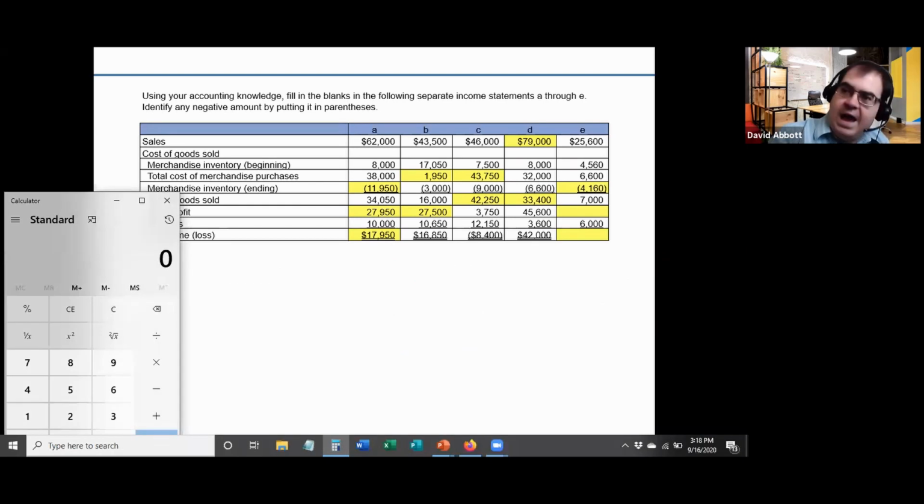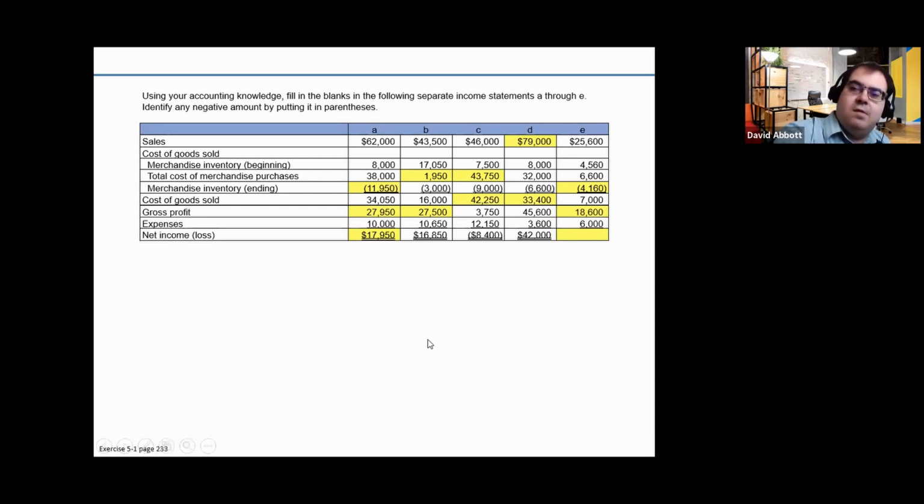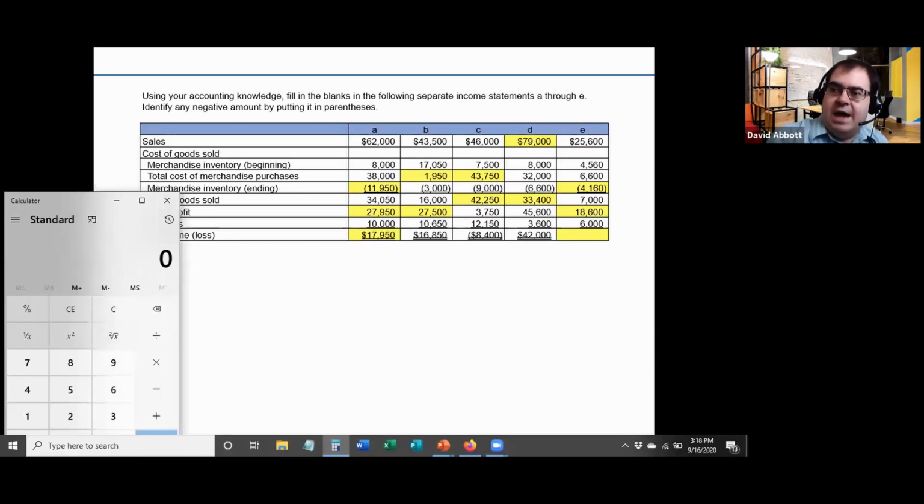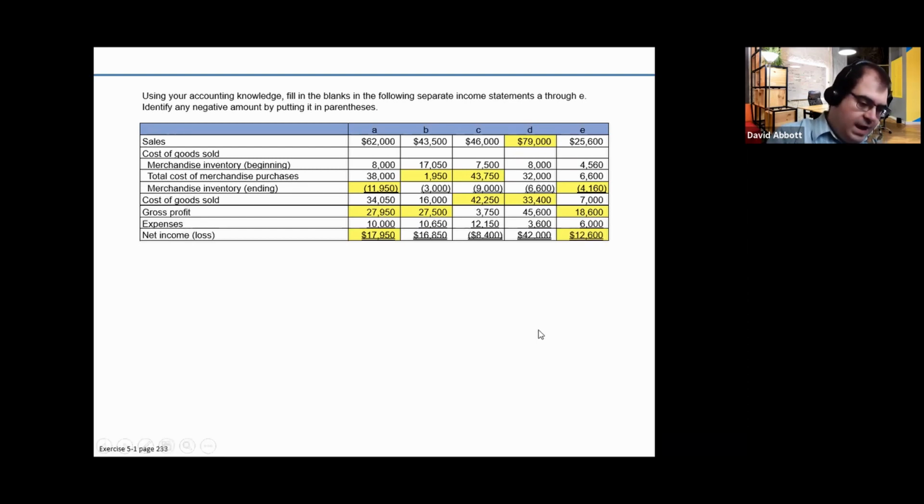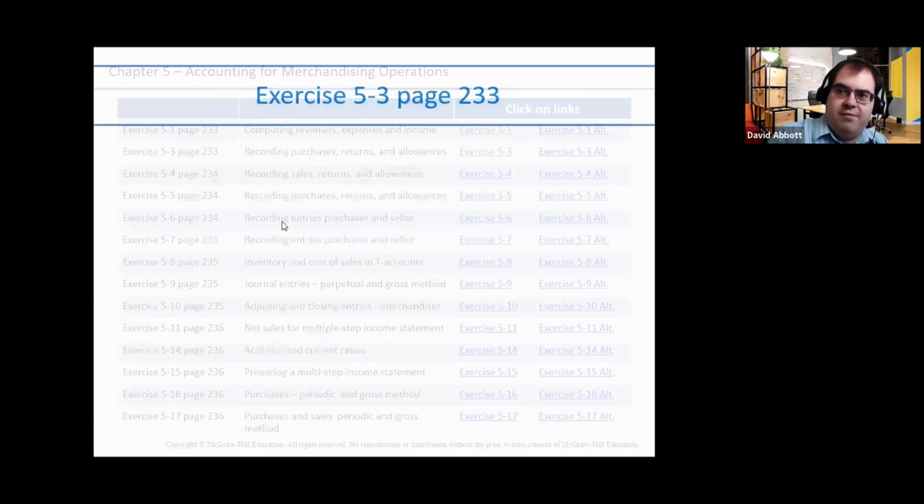So then if you have that, you can figure out the gross profit minus the cost of goods sold is 18,600. And then if you have that, you can say, okay, 18,600 minus their other expenses of 6,000 leaves a net income of 12,600. I don't know if I gave you one like this or not. I don't think I did, but it's good for us just to review again the relationship of all of those. Exercise 5.3.